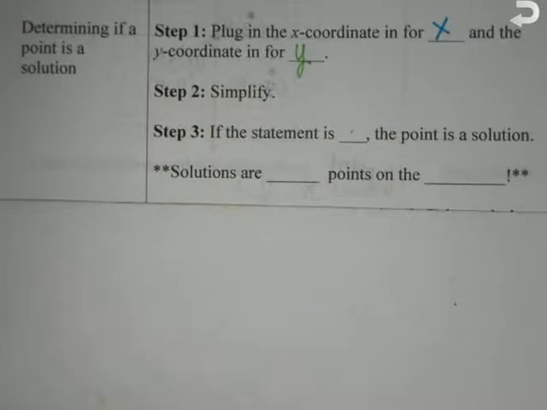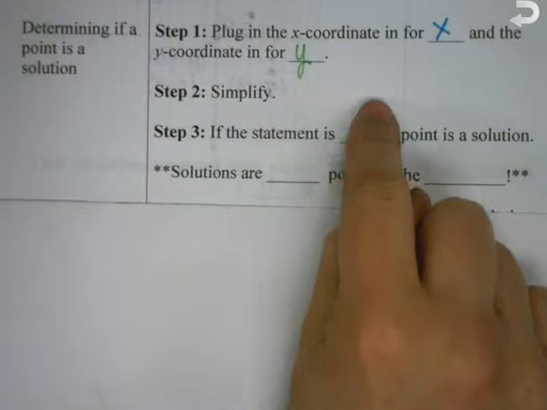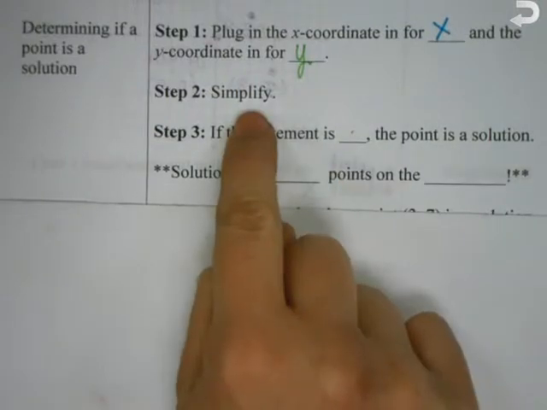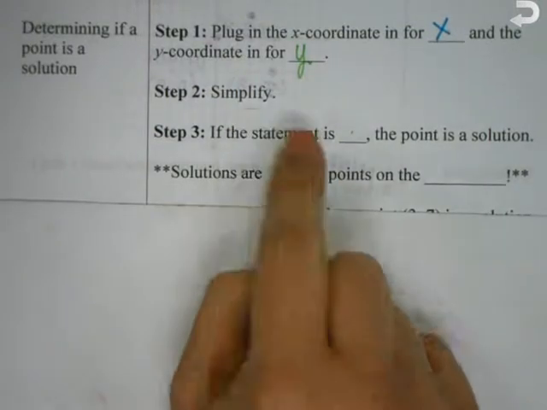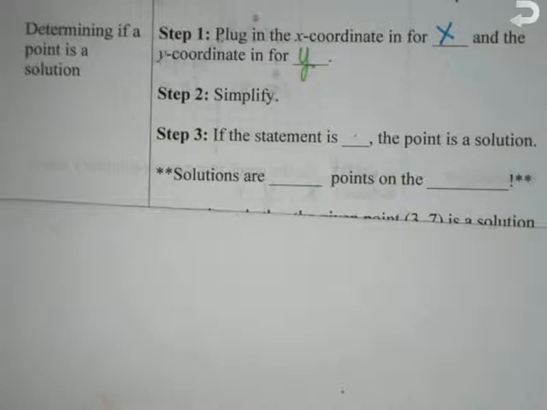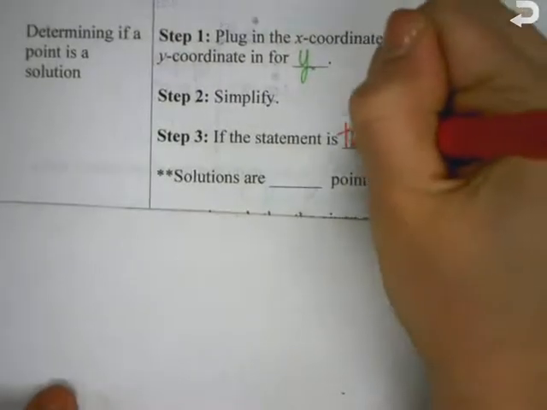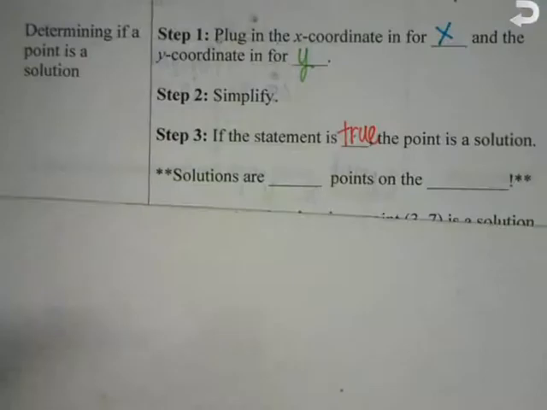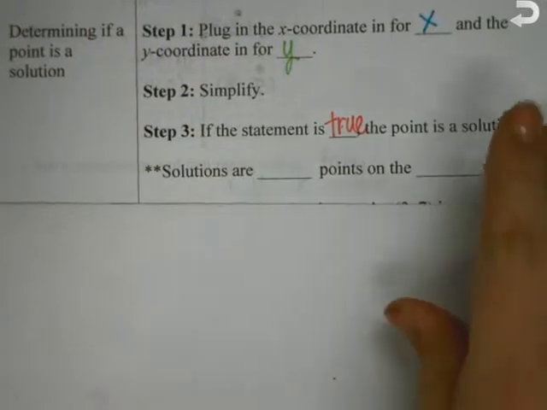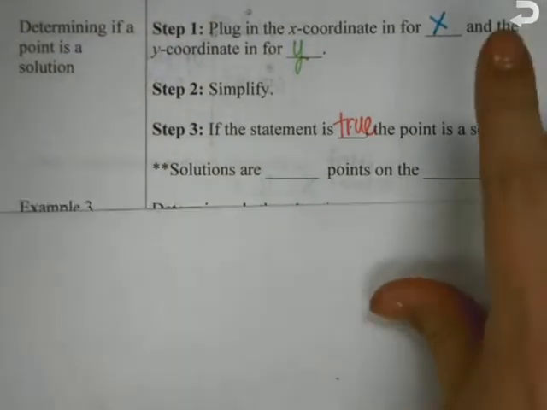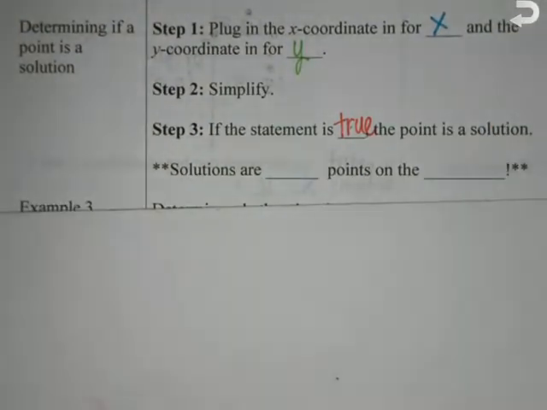Step 2, we simplify. If the statement is true, then the point is a solution. Okay? So that means we're doing this algebraically now. We're taking the numbers and we're plugging them in. Now, if we get a true statement, solutions are also points on the line.